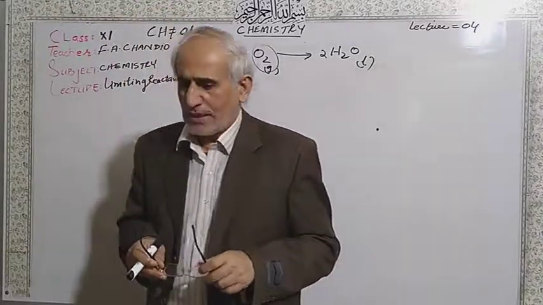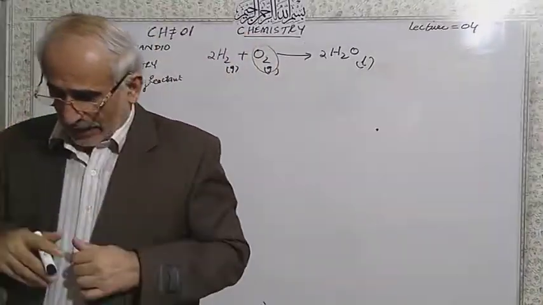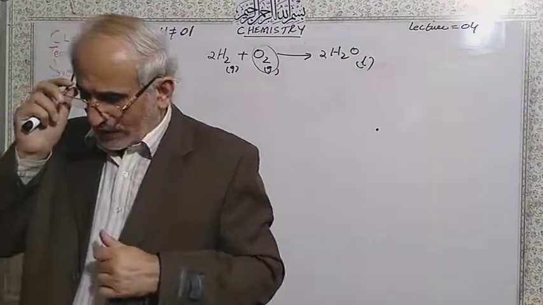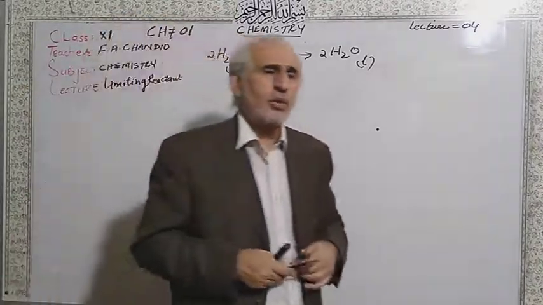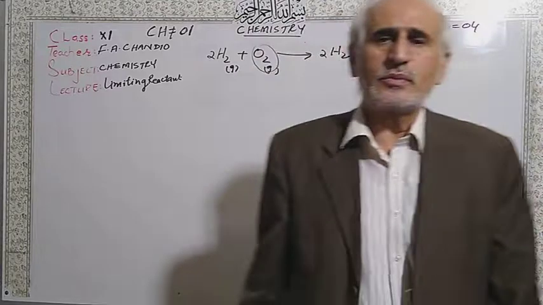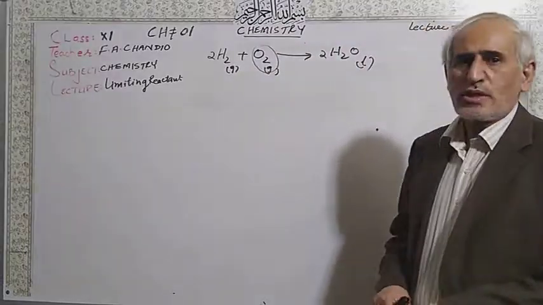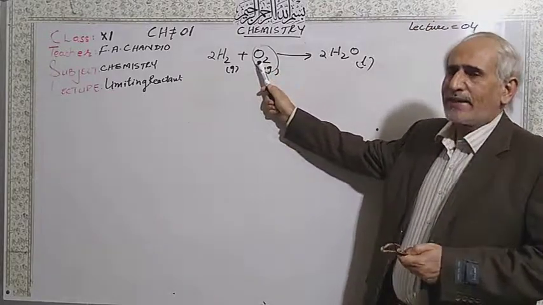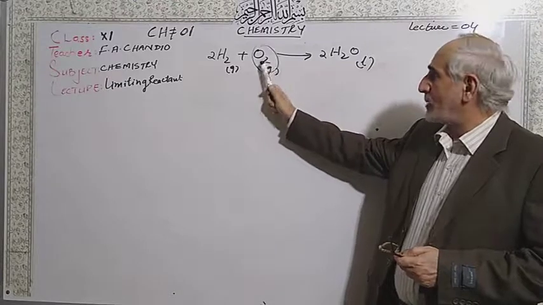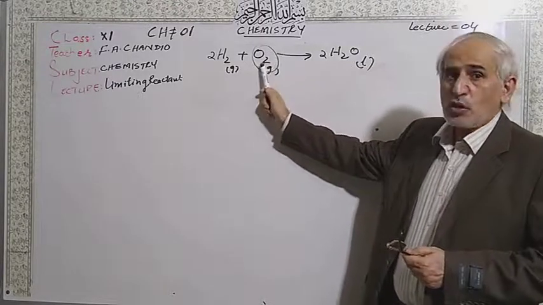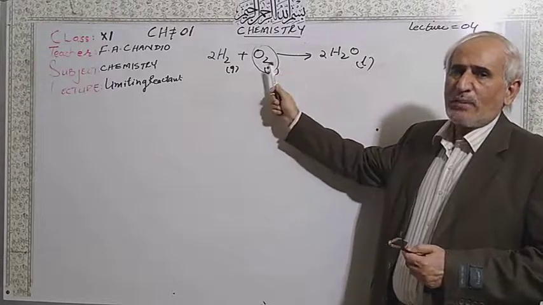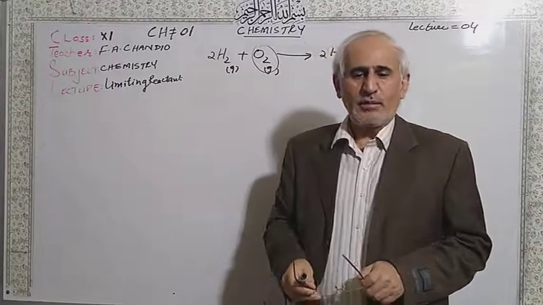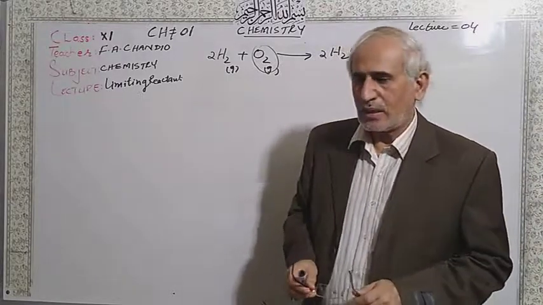Second use is that it is consumed earlier, as I told you. Third is that it produces the least amount of the product, because it is going to be consumed. So these are the uses. Again I am telling you the definition. The limiting reactant is defined as the substance which is consumed earlier during the chemical reaction and the chemical reaction stops. It is called the limiting reactant or limiting reagent.